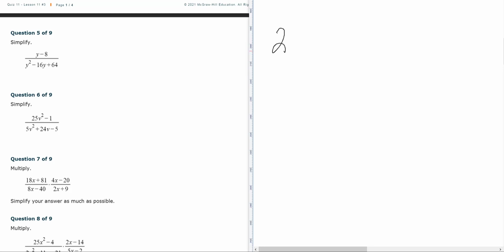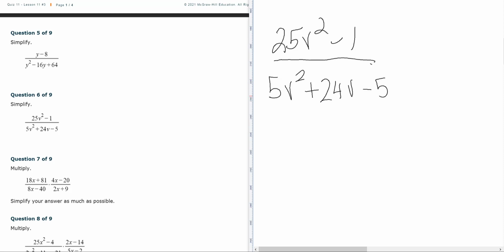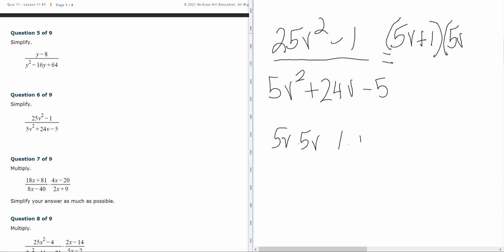Number 6, 25v squared minus 1 over 5v squared plus 24v minus 5. So I've got two kinds of factoring going on. I've got the difference of squares here. So that's 5v times 5v and 1 times 1. So the numerator is going to be 5v plus 1 and 5v minus 1.